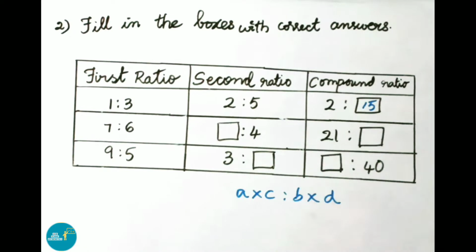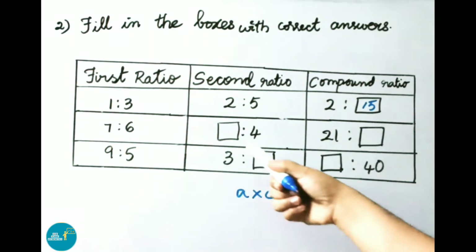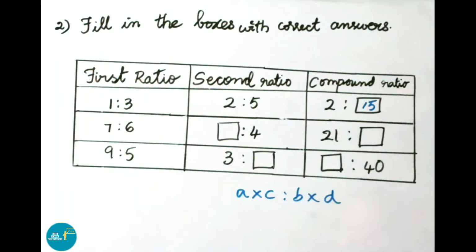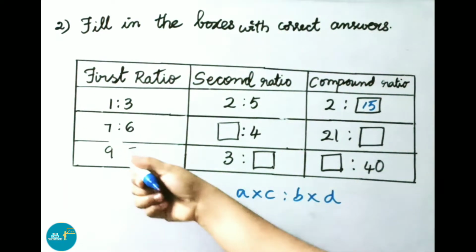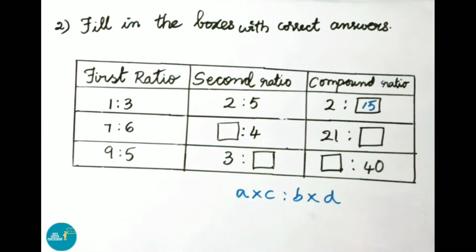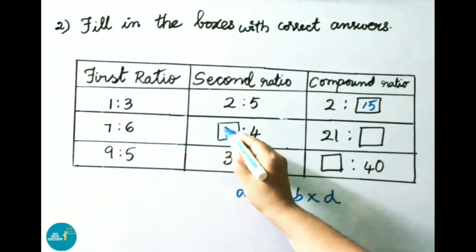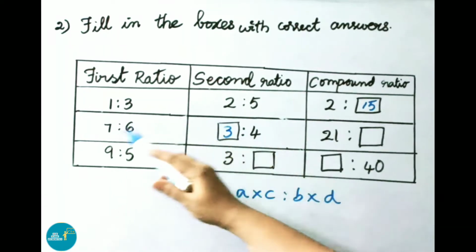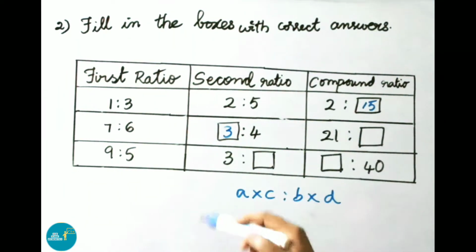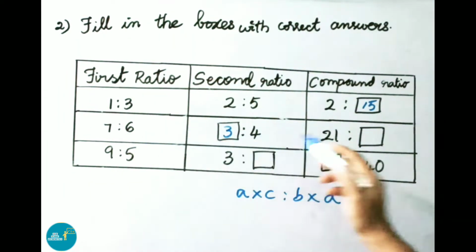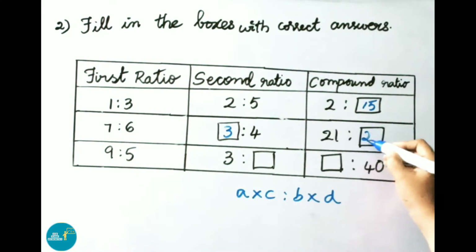Now the second one, 7 is to 6, and here blank is to 4. Here 21 is given. So, A into C formula: 7 times how many if you multiply, you will get 21? 3 times. So A into C, 7 into 3, 21. B into D, that is 6 into 4, 24. So the compound ratio is 21 is to 24.